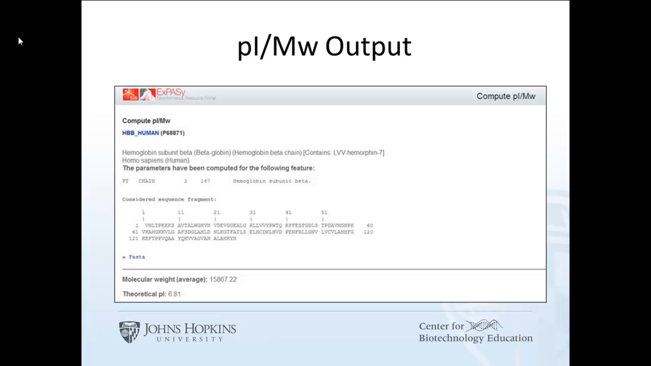Here is the output for human beta globin. The calculated molecular weight is 15,867.22 Daltons. Most would more commonly round that off to 15.9 kilodaltons, or even 16 kilodaltons, meaning 16,000 Daltons. The isoelectric point is 6.81, slightly acidic, but very close to neutral. At neutral pH, this protein would have a very slight net negative charge.